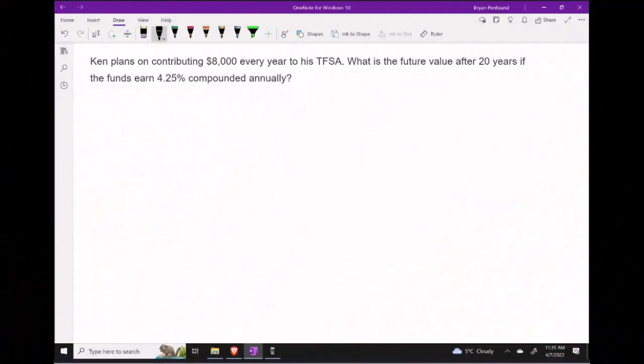Suppose Ken plans on contributing $8,000 every year to his tax-free savings account. What's the future value after 20 years if his money can earn 4.25% compounded annually?